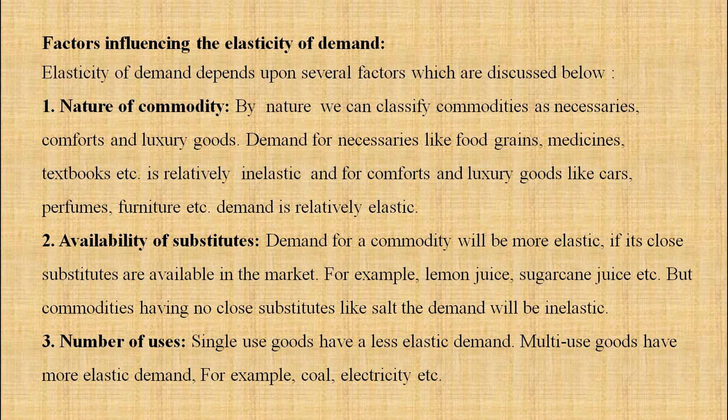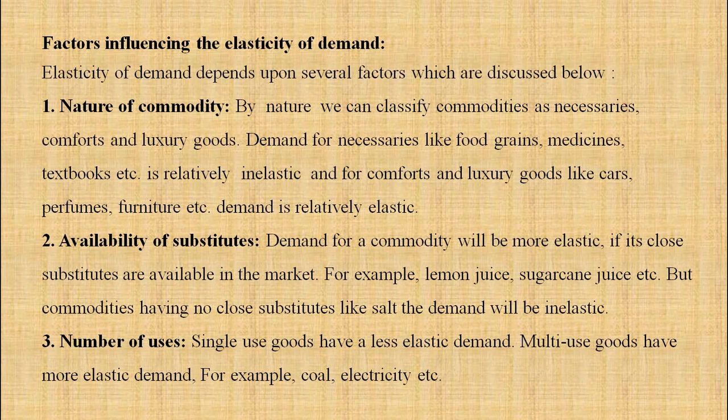Demand for a commodity will be more elastic if its close substitute is available in the market. For example, lemon juice or sugarcane juice. If the price of lemon juice is very high and the price of sugarcane juice is less, people will demand more sugarcane juice than the lemon juice because the substitute is available. You can take so many examples like prices of soap, prices of cosmetic goods. We always compare with the substitute and we change our demand.